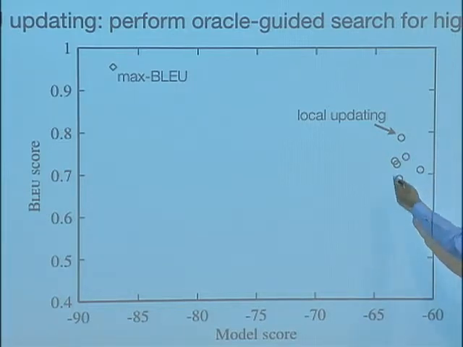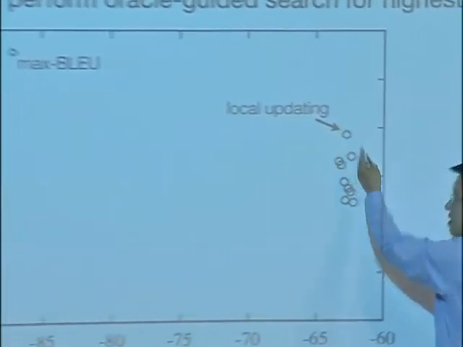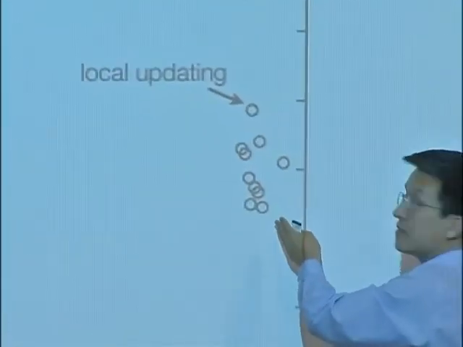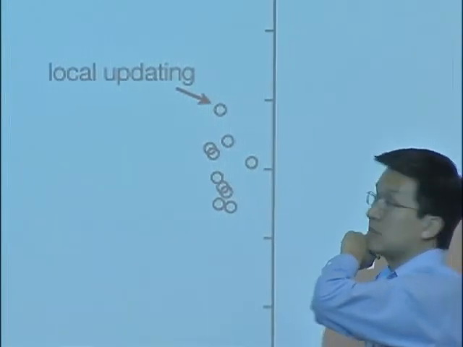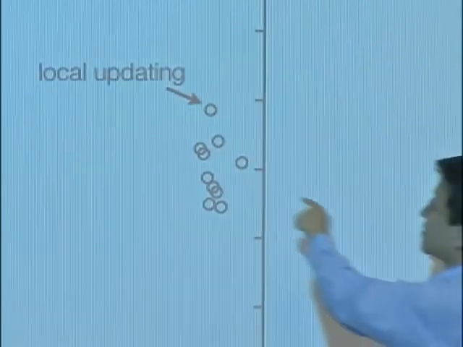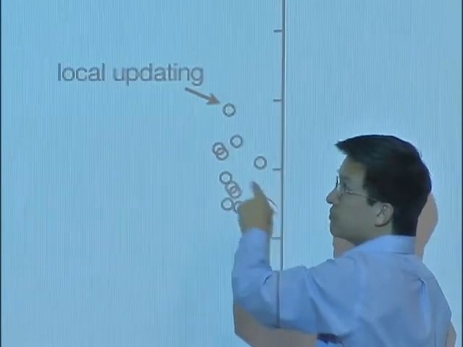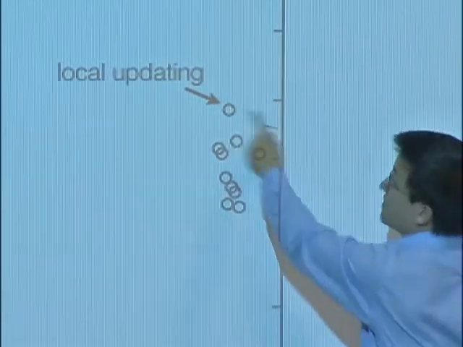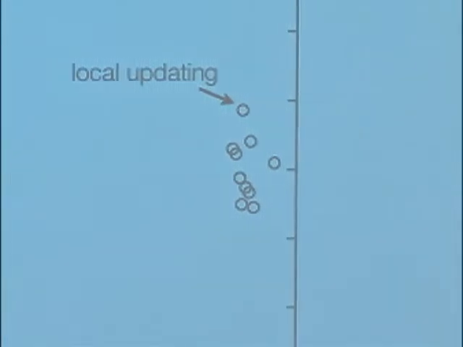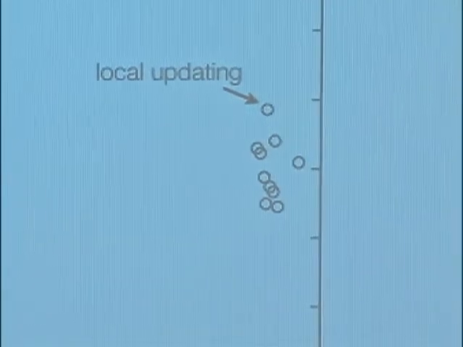And because they're the best translations according to the model, they're all hanging out here at the right end of the graph. And we choose the highest BLEU score from those 10. Okay, this is local updating. So this is a lot more conservative. We're not going to get crazy updates this way. But still, it's a good BLEU score. 78 is a really good BLEU score on this data set.